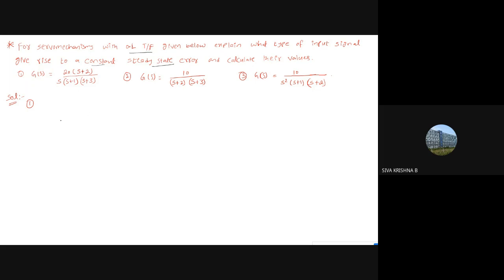So you have to find those things. First question, first write down one thing. That is 20 into s plus 2 by s into s plus 1 into s plus 3.